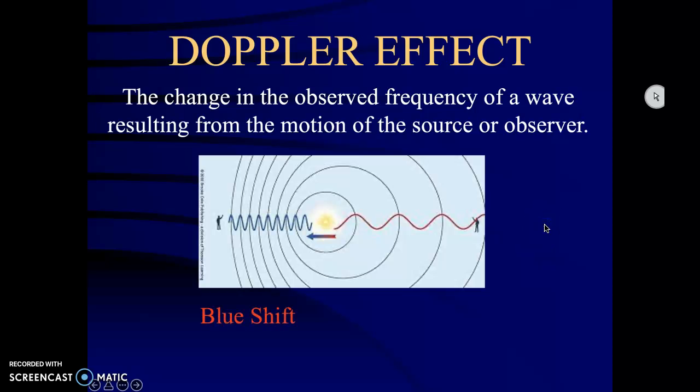So we have a blue shift and we have a red shift. And again, we use this in astronomy to check on how things are moving towards us or away from us, and it helps us understand the expansion of the universe.